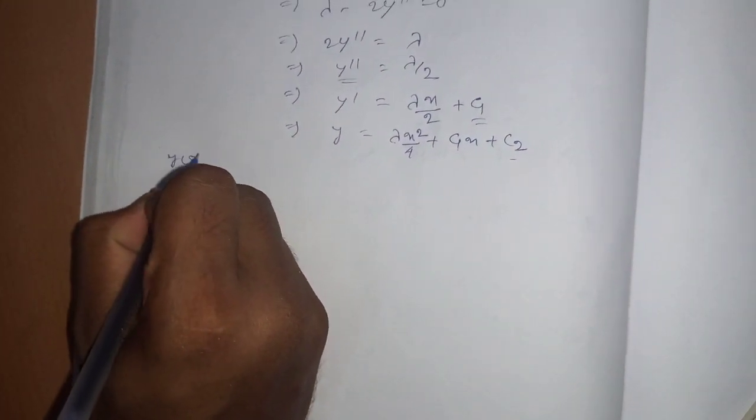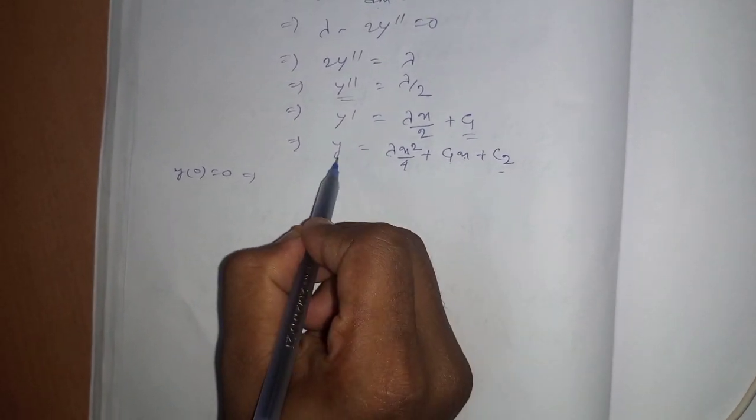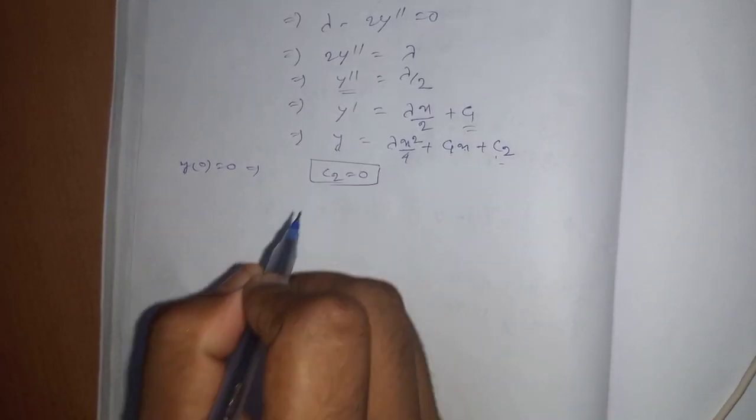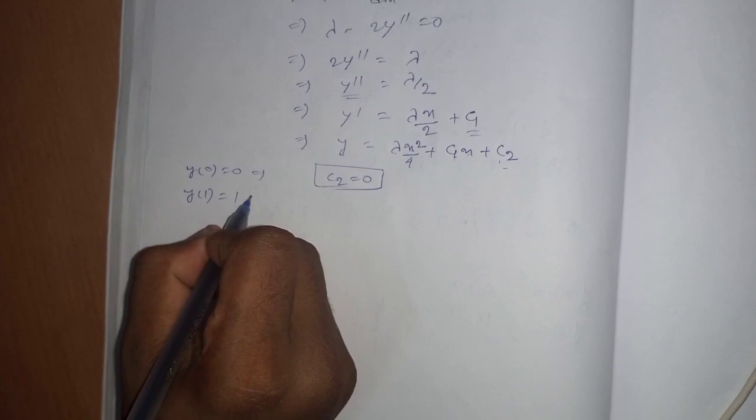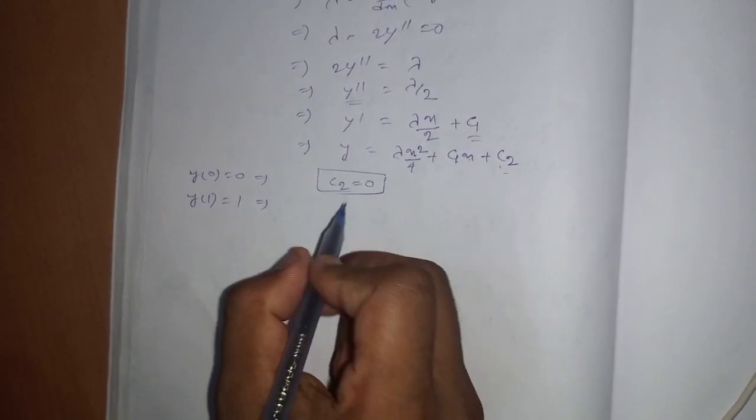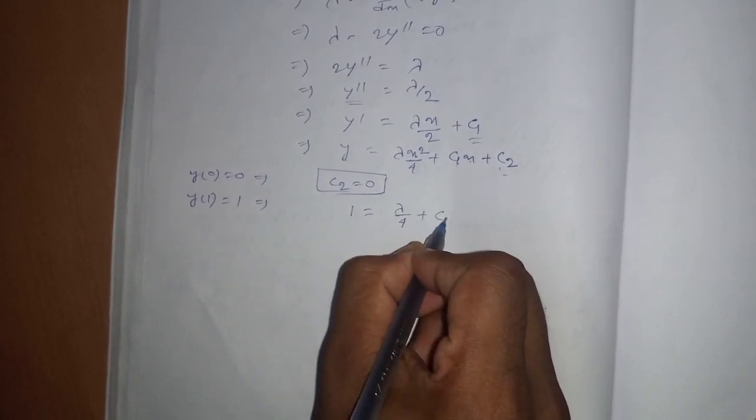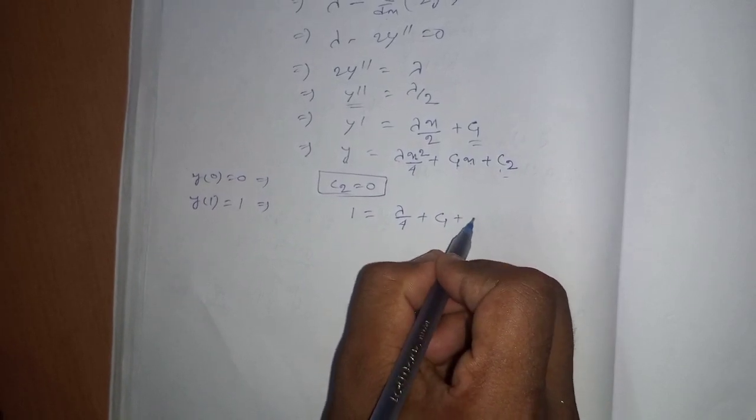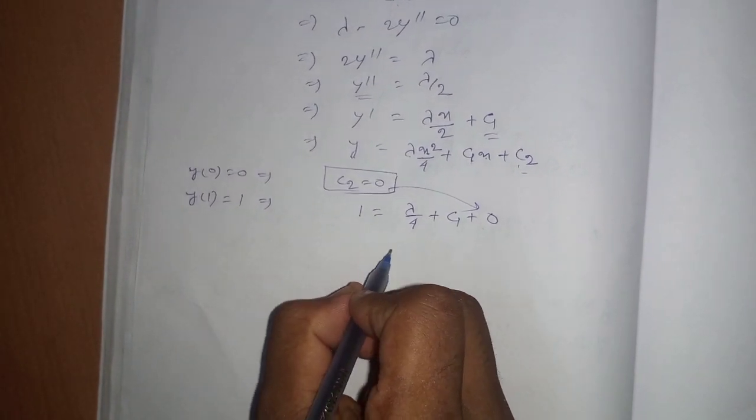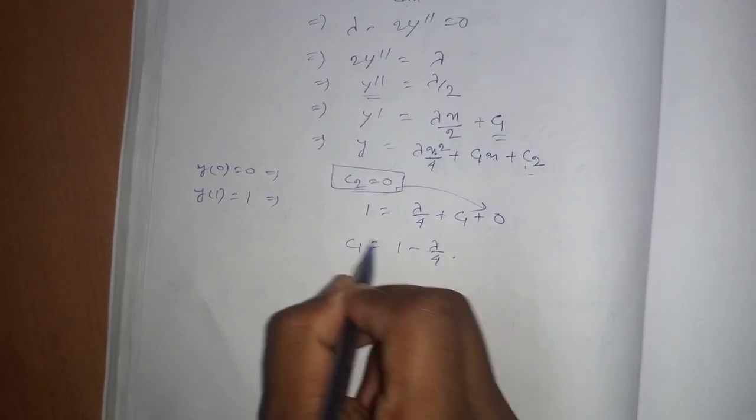Now put the boundary conditions here, that is y(0) equal to 0 and y(1) equal to 1. See, y(0) equal to 0, that is if we put x equal to 0 here and here, we will get y equal to 0. So this is 0, 0, 0. So c2 will be 0, right? And y(1) equal to 1, that is if we put x equal to 1 here, we will get y equal to 1, that is 1 equal to lambda by 4 plus c1, and c2 is 0 here, right? So we get the value of c1, which is 1 minus lambda by 4.